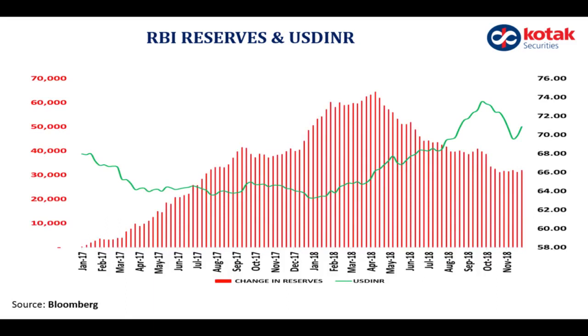This is the RBI reserves. We have seen a sharp drop in 2018 because the RBI has been selling dollars consistently to protect the rupee. Last year was a different issue, because then they were building up reserves to prevent the Indian rupee from appreciating in a big way.